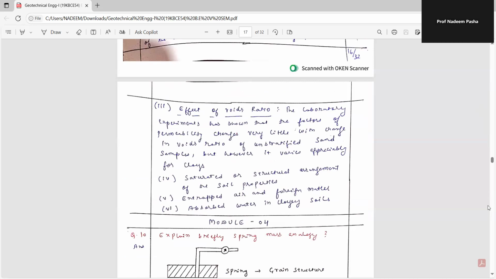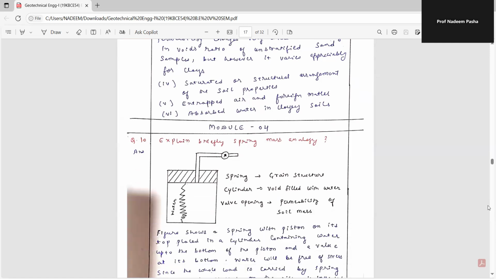Number three, effect of voids ratio. So, what is the effect of voids ratio on the compaction of soil? Laboratory experiments have shown that the coefficient of permeability changes relatively with change in voids ratio for unstratified sand samples. However, it varies appreciably for clays, due to saturated or structural arrangement of soil particles, entrapped air and foreign matter, and absorbed water in clay soils.